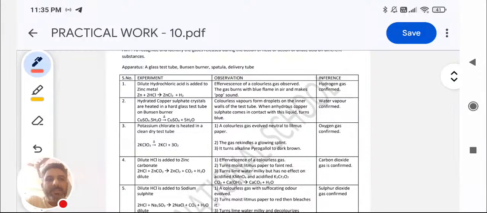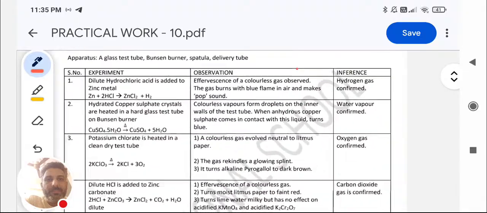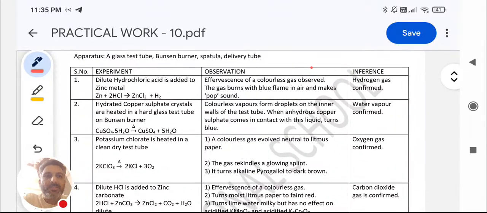So this is the test for identification of gases. So first we start with hydrogen gas. First we see how hydrogen gas can be produced. When a dilute acid is added to an active metal like zinc, it can produce hydrogen gas.